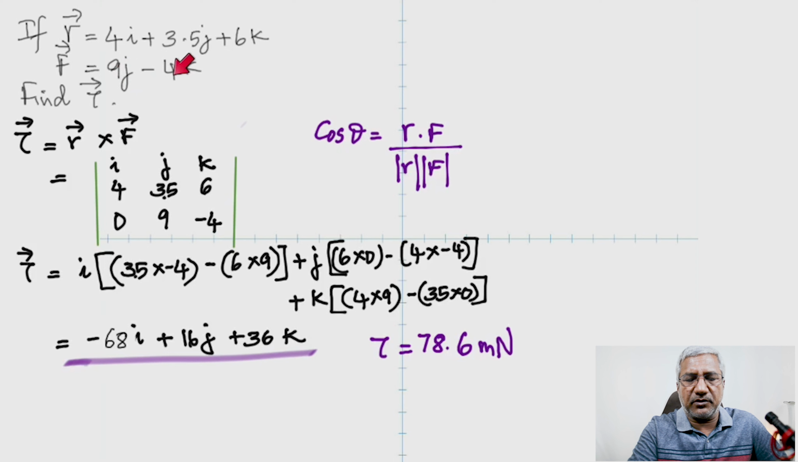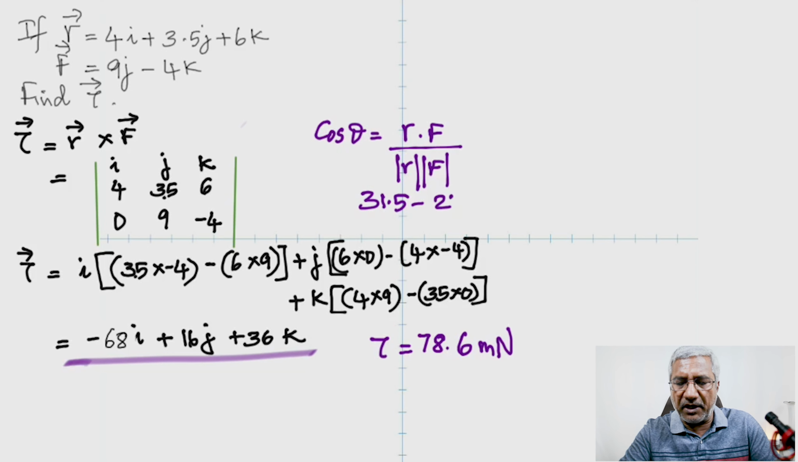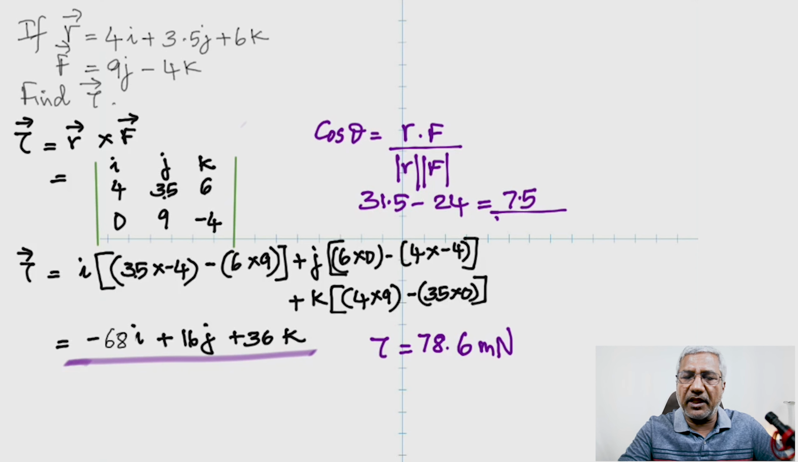There's no I here, so it's 4 times 0, which is 0. And when you look at J, you have 9 here and 3.5. So when you multiply these two, you get 31.5, and then minus 24. See that? Minus 24. So 31.5 minus 24 gives 7.5. And that is what goes here. So 7.5 divided by the magnitudes of R and F.